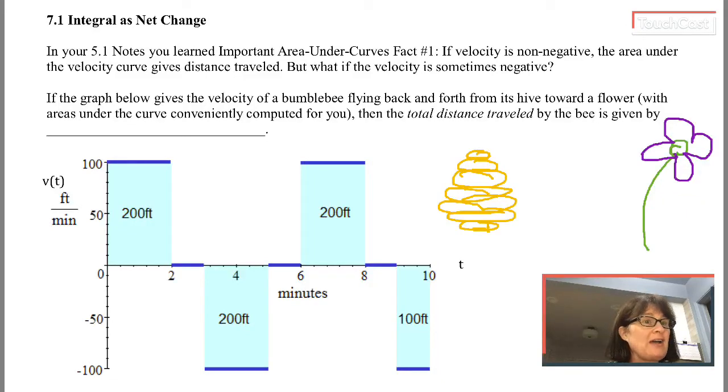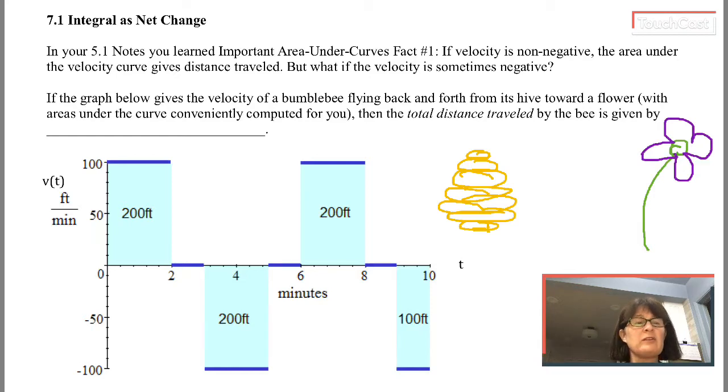Back in chapter 5, we learned important area under curves fact number 1, which is we can find distance traveled by finding the area under the velocity curve as long as the velocity is positive. So now it's time to figure out, what does it mean? How do we find distance traveled if the velocity is sometimes negative?